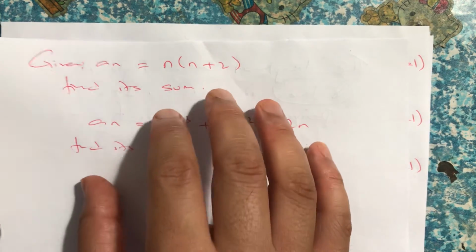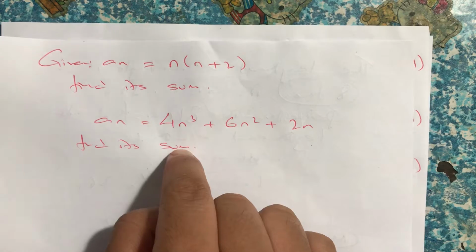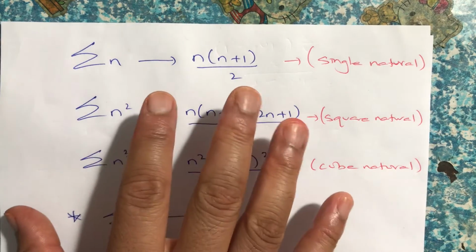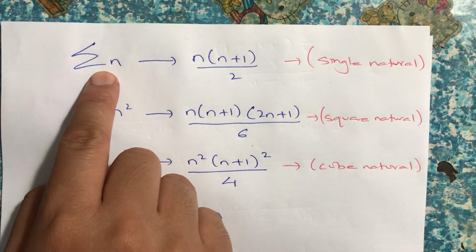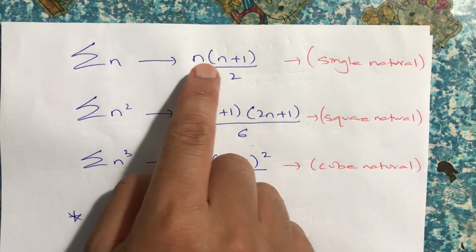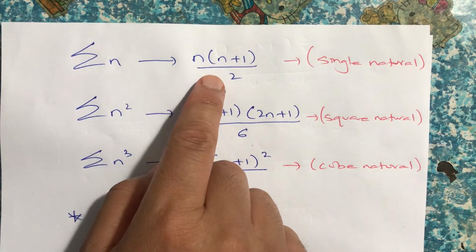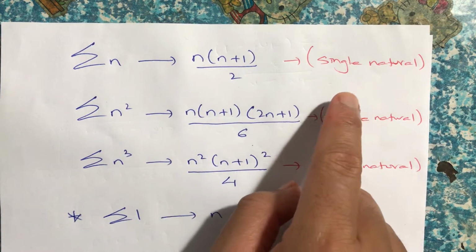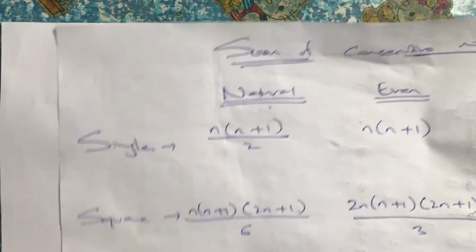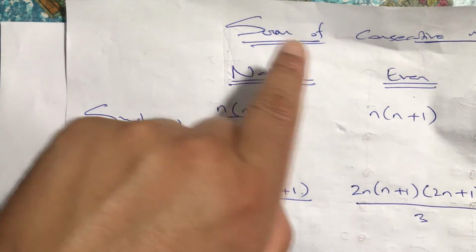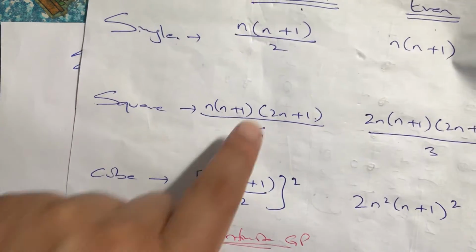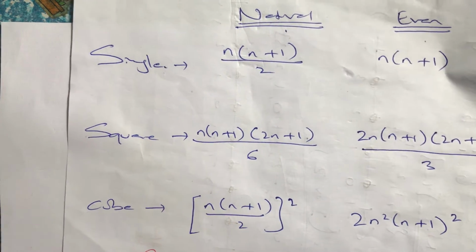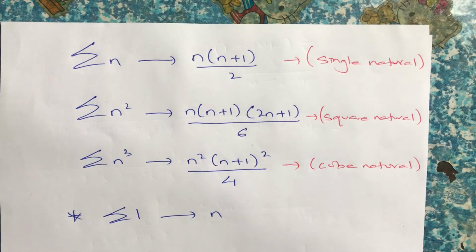Now, to solve the questions based on these types, we just have to know a few things. For example, we have to know sigma n. Whenever I see sigma n, it means that it is equal to n(n plus 1)/2. That's the formula. Okay, and this is the same formula which we had for the single natural. Remember, in the previous tutorial we talked about the sum of various consecutive numbers, and for single natural we had this, for the square natural we had this, and for the cube natural we had this. So we will be applying the same formulas, but now the representation will be a little different.